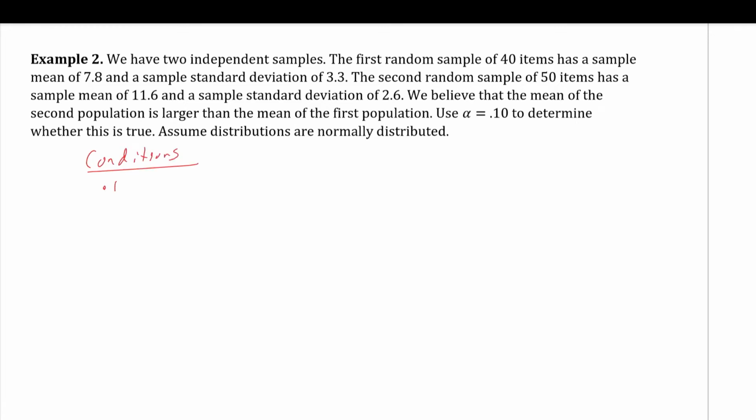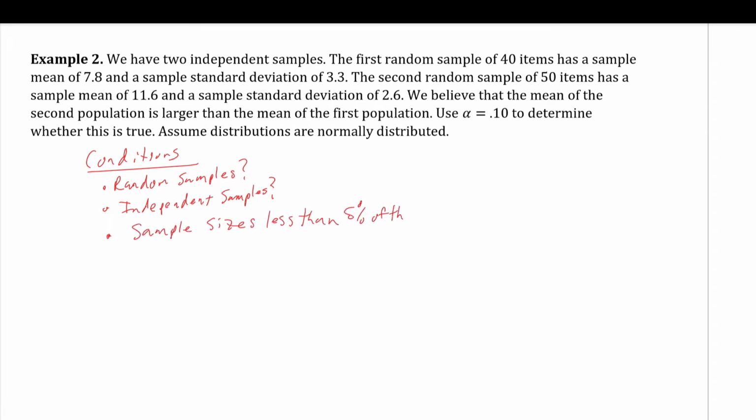All right, do we have random samples? Do we have independent samples? Are sample sizes less than 5% of the population? And also, do we have either normal population or large samples? All right, do we have random samples? Well, yeah, I did say that we have random samples here. Independent samples, yep, 2 independent samples. Are the sample sizes less than 5% of the population? Well, it's kind of hard to tell because the context doesn't really tell us anything about what we're measuring here.